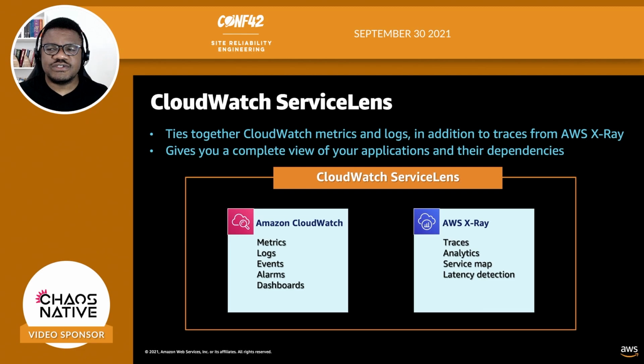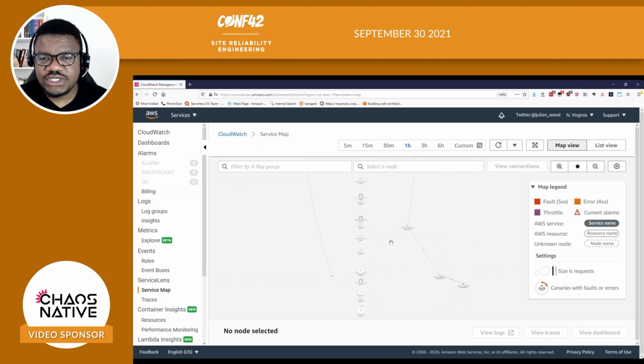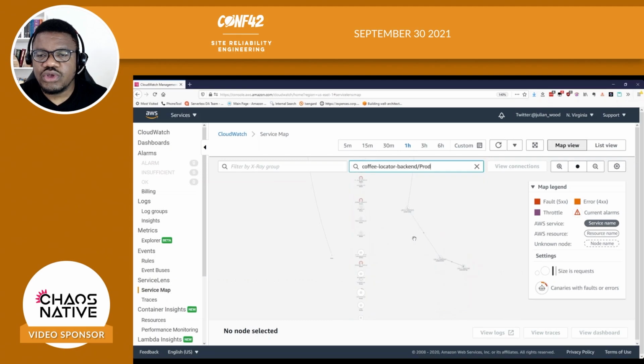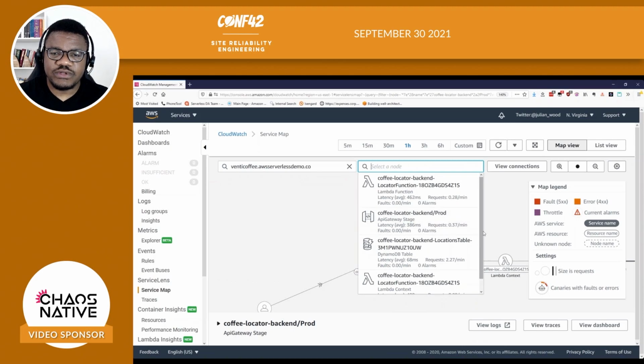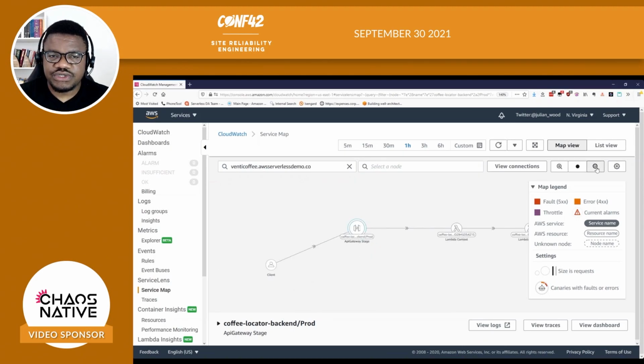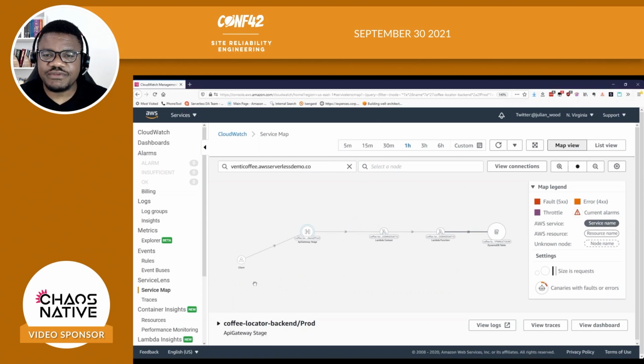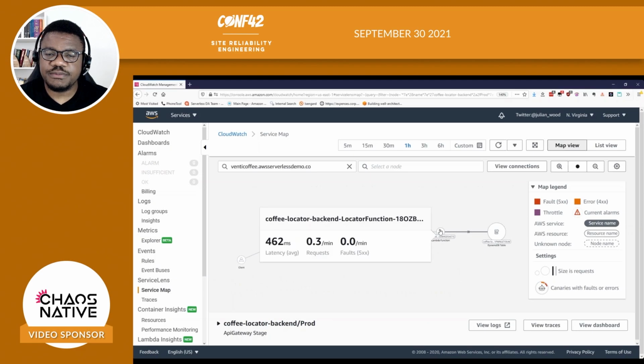I think it's better to see a little demo of how ServiceLens works and what you can do with it. You can see all the services within the service map. It'll be tiny, but we can filter through, say, a particular stage within an API Gateway. Or you can also filter by what we call the X-Ray group, which brings out all the services that are involved with that particular X-Ray group. You see the trace summary across the various services. We can select, for example, a Lambda function to see the latency of the Lambda function, the number of requests per minute, and also the faults per minute.